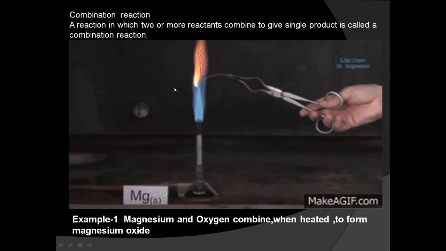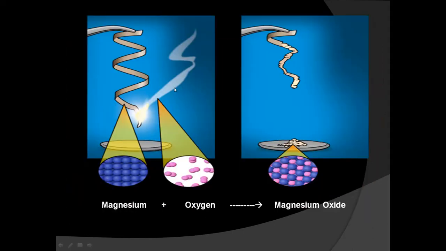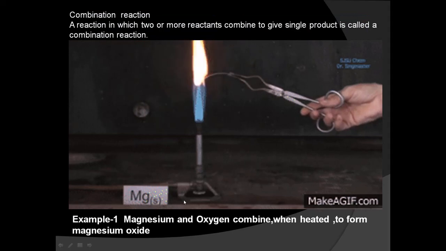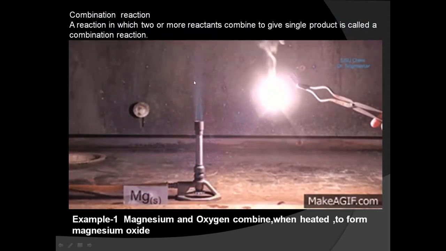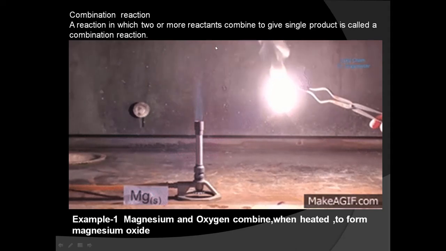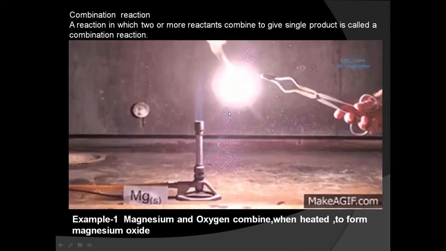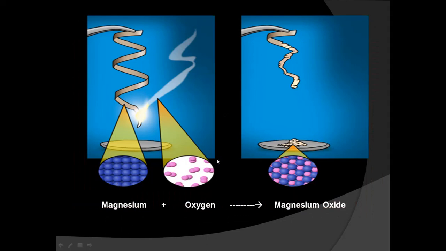Can you tell me which are the two reactants here? Yes. The two reactants in this reaction are magnesium and oxygen. You can observe here the magnesium ribbon. It is burning by taking the oxygen from the surrounding. So magnesium and oxygen are combining together and giving the product magnesium oxide. So here we see that two reactants are combining and giving rise to one single product, which we collect as ash. So this is nothing but magnesium oxide.